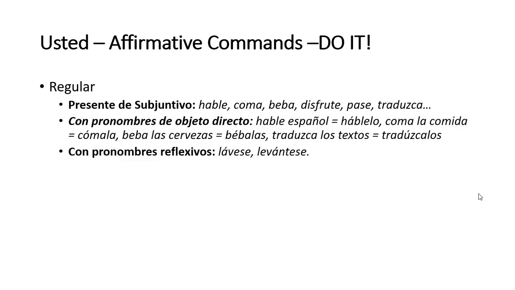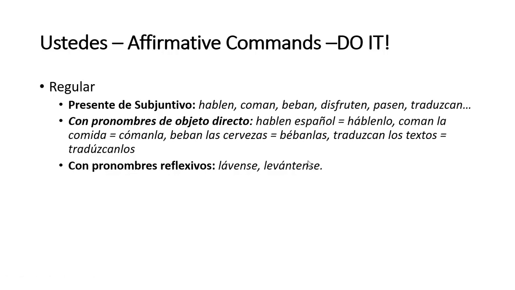So let's look at examples, and remind ourselves about a few things that we learned in the first semester. So in the present subjunctive, the usted command would be hable, coma, beba, disfrute, pase, traduzca. If we use a pronoun, like a direct object pronoun, we'd have to attach it at the end because it's an affirmative command, and it'd be háblelo, cómala, bébalas, and tradúzcalos. And if we use a reflexive, we also attach it at the end, lávese, levántese. This is for the affirmative commands. With ustedes, hablen, coman, beban, disfruten, pasen y traduzcan, and the same mechanism. Háblenlo, cómanla, bébanlas, tradúzcanlos. And reflexives, lávense, levántense.